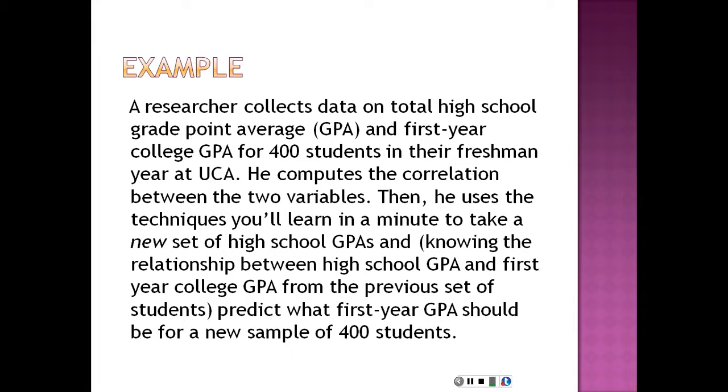For example, a researcher collects data on total high school grade point average, GPA, and first-year college GPA for 400 students in their freshman year at the state university, at UCA for instance. He computes the correlation between the two variables. Then he uses the techniques we'll learn about in a little bit to take a new set of high school GPAs, and knowing the relationship between high school GPA and first-year college GPA from the previous set of students, he predicts what first-year GPA should be for a new sample of 400 students.